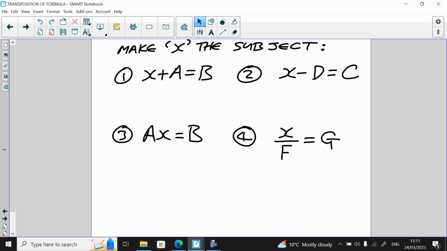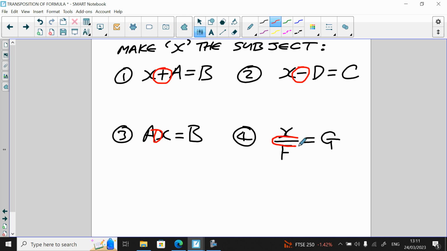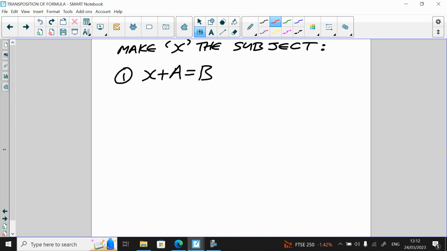I'm just going to start off with the basic operations. Operations doesn't mean you're getting a hip replacement. Operations are add, subtract, basically multiply because they're stuck together, and divide because you've got a fraction. So these are 4 basic operations that we're going to deal with.